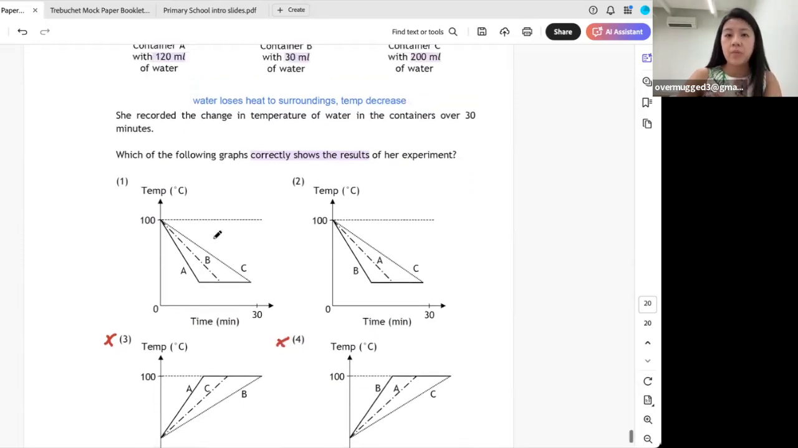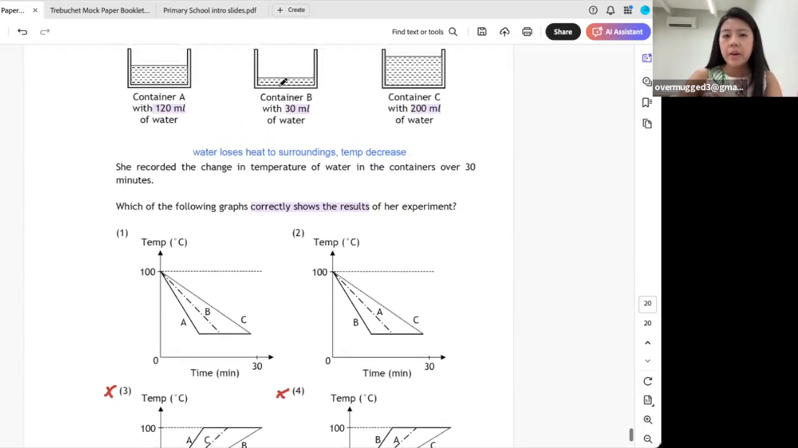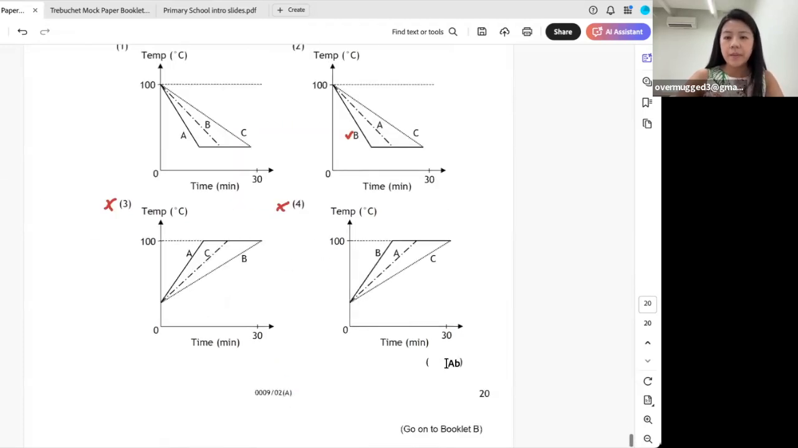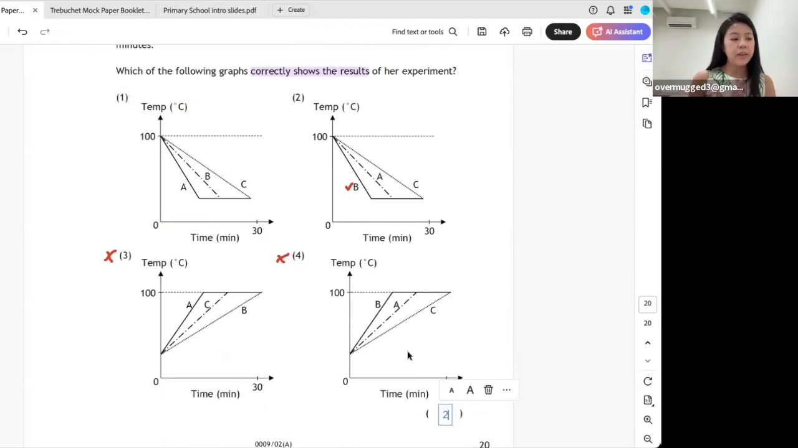When we narrow it down to option 1 and 2, let's take a look, okay? Think about it. When you have a small bowl of hot soup versus a large bowl of hot soup, which one will cool down faster, right? It will obviously be the smaller bowl, all right? Because there's less amount of heat to be lost, all right? So with that, we can actually identify our answer as option 2, okay? And we've come to the end for the MCQ section. I'm going to move on to booklet B now.